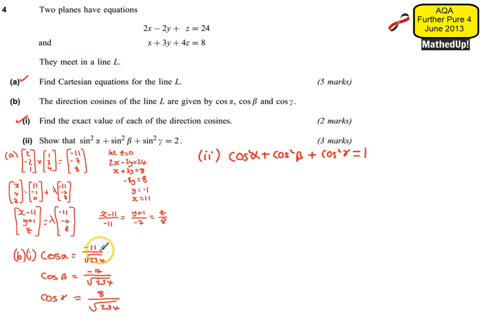And just as a quick check, if I square these, I get 121 over 234, 49 over 234 and 64 over 234, and if I add those together I'll get 234 over 234, which is in fact equal to 1. So, using my trig identity, I know that sine squared theta plus cos squared theta is equal to 1. So that means that cos squared alpha must be equal to 1 take away sine squared alpha, and cos squared beta must be equal to 1 take away sine squared beta.